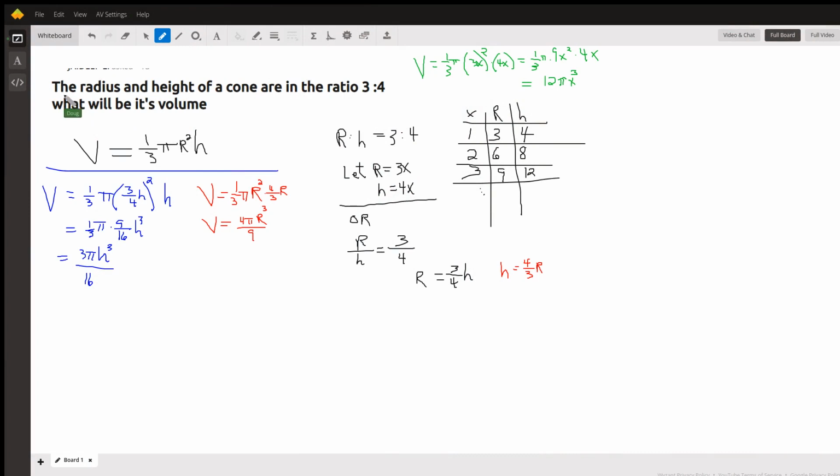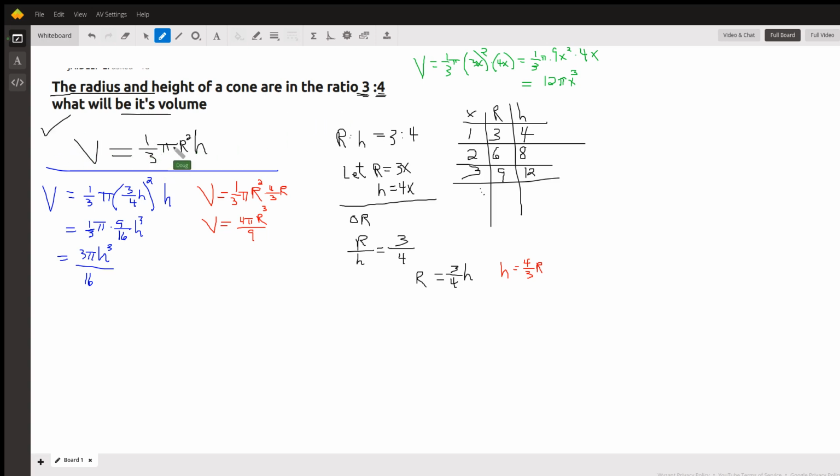Okay, here's some thoughts on this problem. You're told that a cone has a radius and height that are in the ratio 3 to 4. What will its volume be? Well, you can't get the exact volume because we don't know the exact values of R and H. So here's the formula for the volume of a cone.